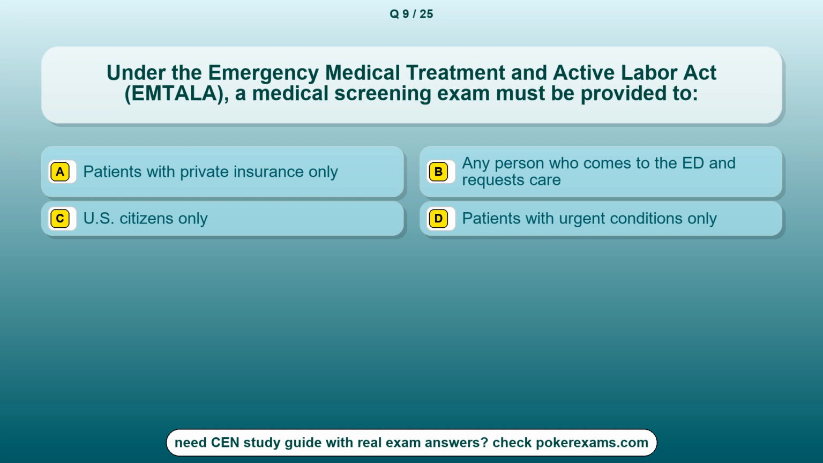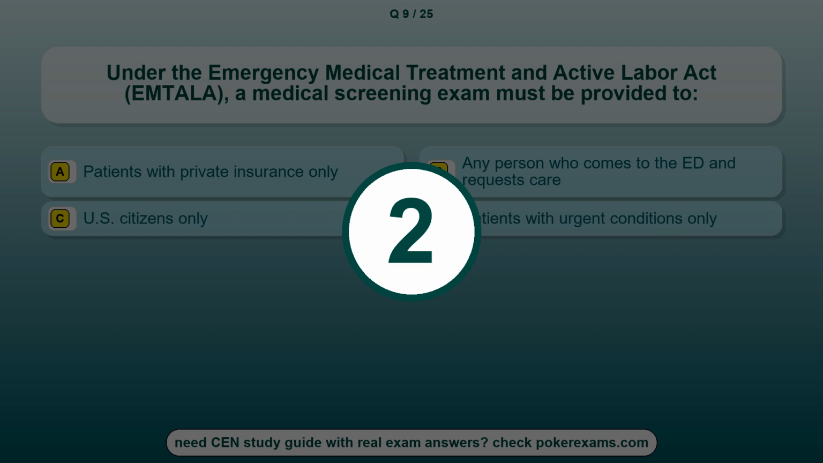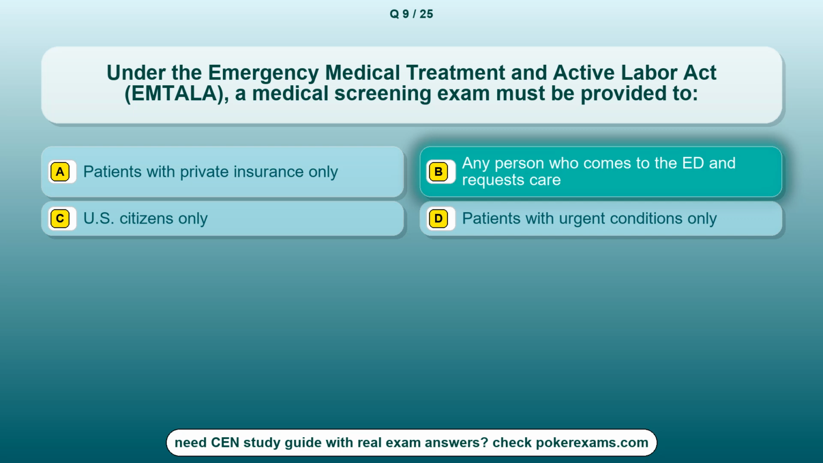Question 9. Under the Emergency Medical Treatment and Active Labor Act, EMTALA, a medical screening exam must be provided to: Option A. Patients with private insurance only. Option B. Any person who comes to the ED and requests care. Option C. U.S. citizens only. Option D. Patients with urgent conditions only. The correct answer is option B. Any person who comes to the ED and requests care.